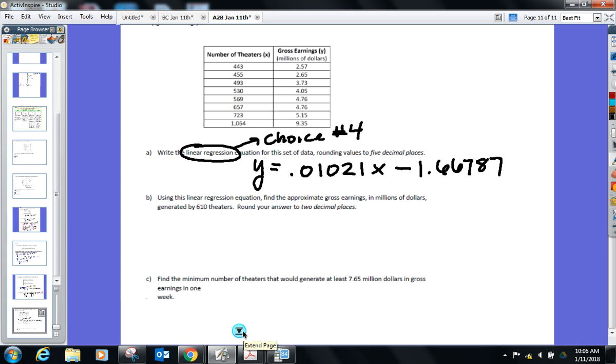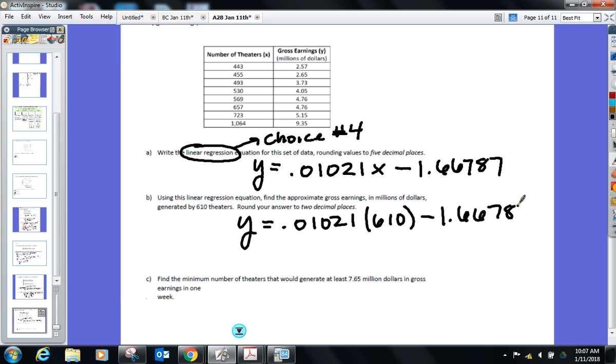Use this equation. Approximate the millions of dollars for 610 theaters. So where's the 610? X, here we go. Plug it in for X. 610. Round your answer to 2 decimal places, it says. 2 decimal places. Keep going strong here. 2 decimal places, what do we end up with? 4.56, yep.